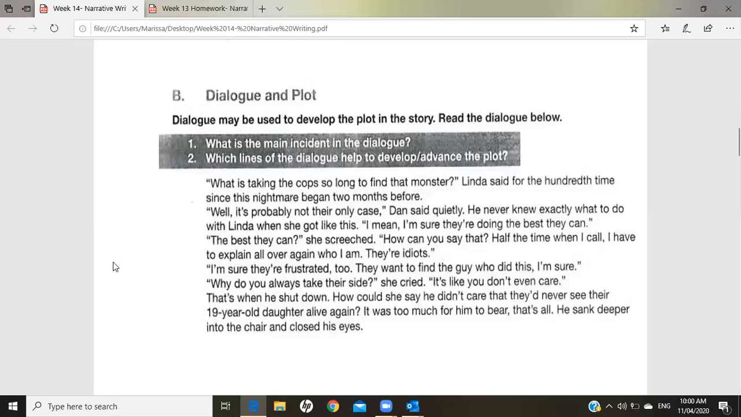The plot twist could be that the monster is actually the daughter's boyfriend, and the daughter was trying to run away from home, and she wasn't kidnapped. And maybe when they find her, she chose not to return home with the parents because she's over 18 and she made that decision for herself. You never know.